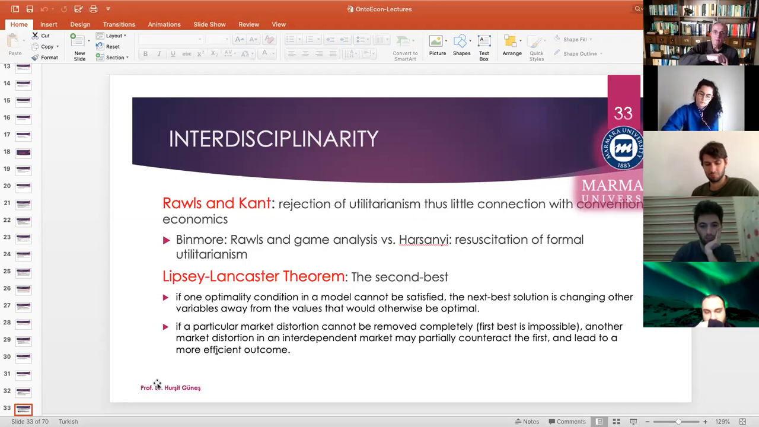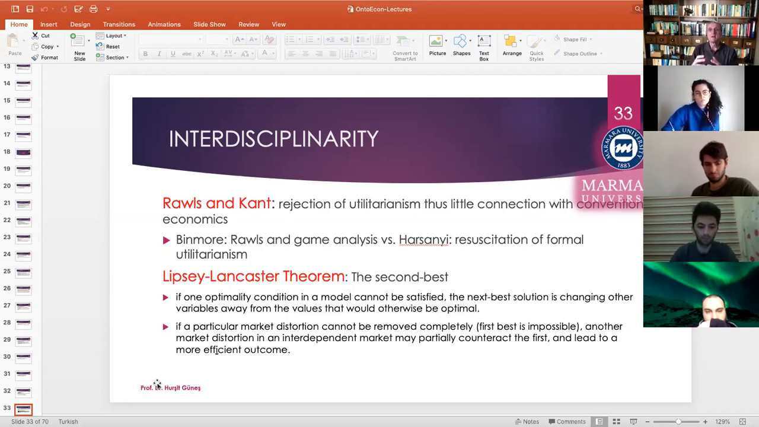So Binmore, in his old experimental economics, used Rawls in game theory. Now, Harsanyi, for example, also a very top economist, he used formal utilitarianism. What we mean by formal utilitarianism is utilitarianism, but formality is the rigor, the maths you use, yes, the modeling you use.